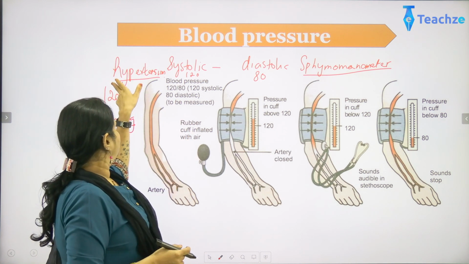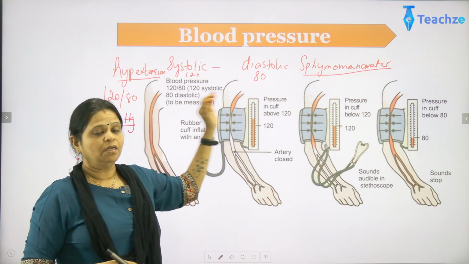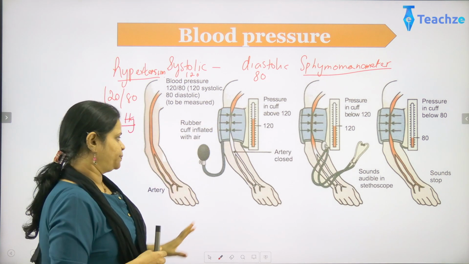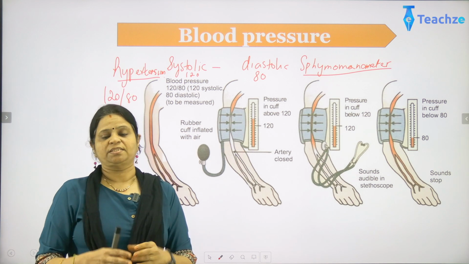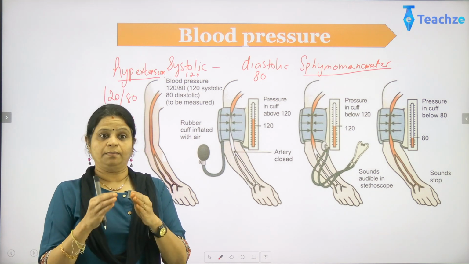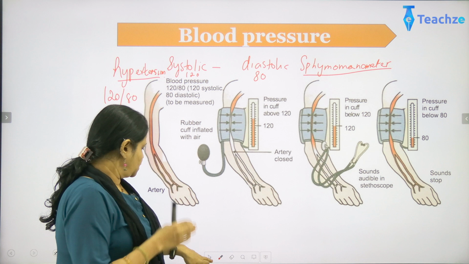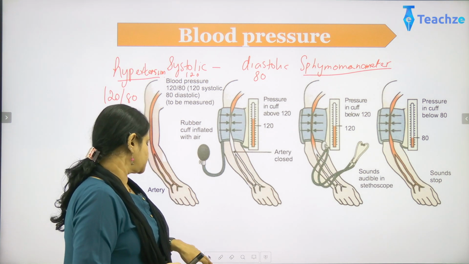The upper one is called the systolic pressure, the lower one we call the diastolic pressure. Now, this is all about blood pressure. Next, let's try to understand what exactly is the difference between blood pressure and the pulse. That will be the next topic for us.